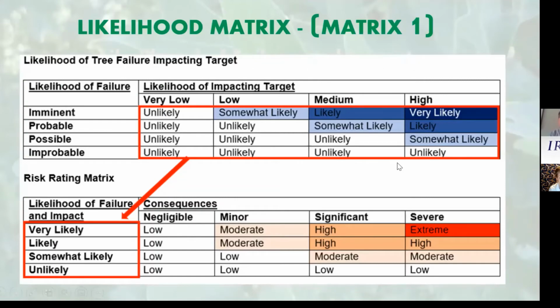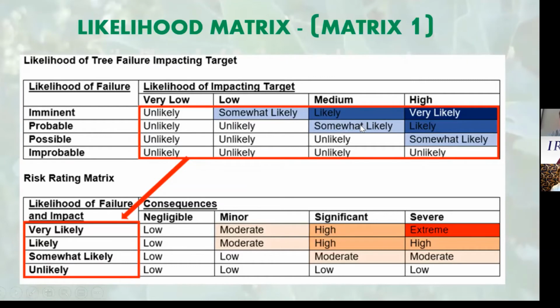So if we look at our matrix here, I'm going to show you these matrices, and don't worry about understanding them enough to be able to use them. I just want to show you the process here. So if you look at the top matrix, the likelihood of failure on the left, we said is probable. And then you go across to the likelihood of impacting the target. Now that limb, when it fails, is going to hit that bench and that light. So that is what we would call a high likelihood of impacting the target. So what we're coming up with is a likely rating here.